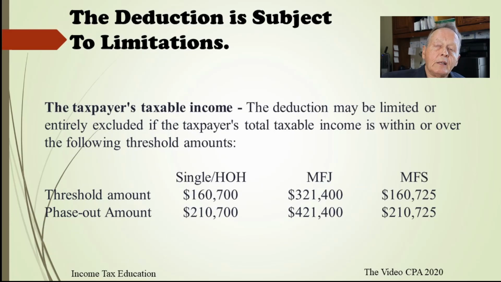It is subject to limitations, and those limitations are actually placed on your individual tax returns. So if you're married, you can make $321,400 and still be able to take the deduction. But at that point, it starts phasing out. Between $321,400 and $421,400, it phases out, so your deduction is limited within that range, and once you're over $421,400 or so, you get no deduction whatsoever. So that's the way the income limitation works. There are some exceptions to that, and let's talk about the exceptions real quick.